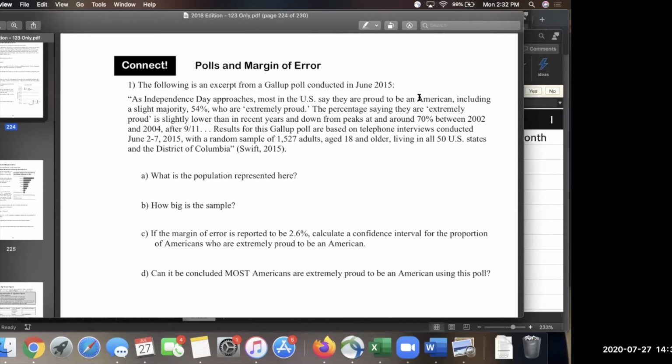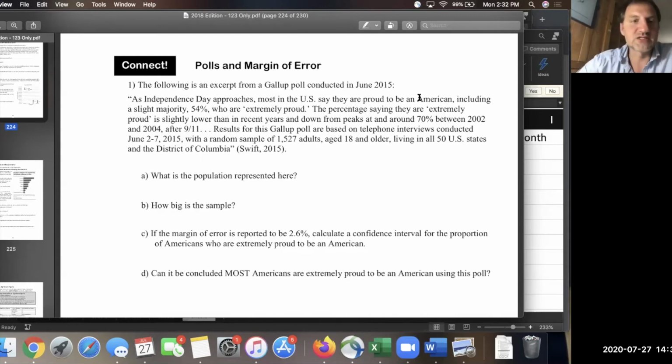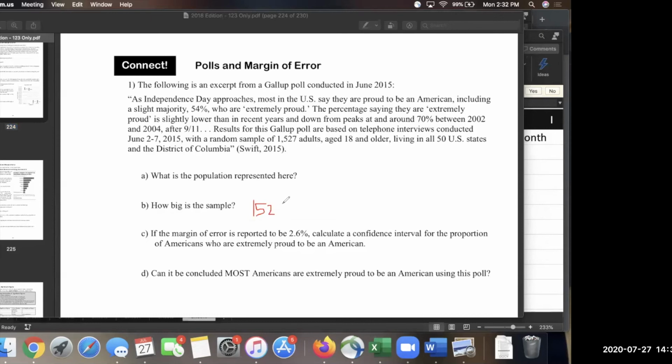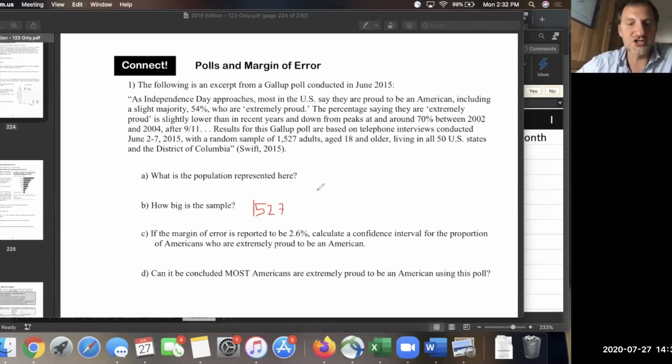So we couldn't use that number, 1,527? No, you wouldn't use that number for the population, because the population represents the whole group and the sample represents the smaller group that I actually talked to. So that's actually the answer to the second question. How big is the sample? 1,527. That's the size of the group that I actually interviewed. What's the population? I would say adults living in the US and District of Columbia.